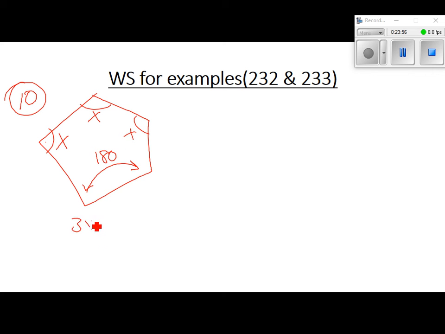So 3x plus 180. Do we really care how much that angle right there is? No. Do we care how much that angle is? No, but we know that those 2 together add up to 180. The 5 interior angles in a pentagon should add up to be how much total? We've done it like 75 times now. 540. How am I going to solve that?